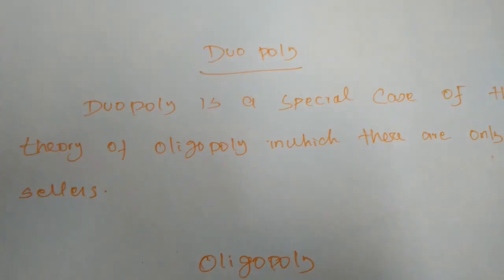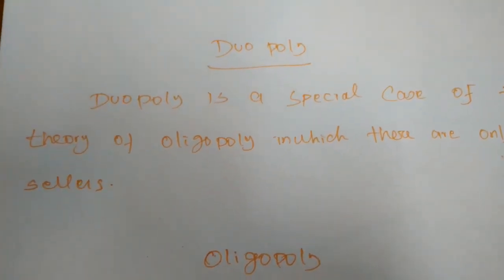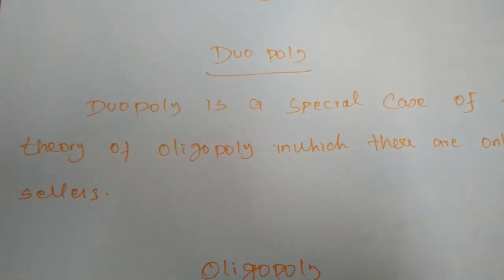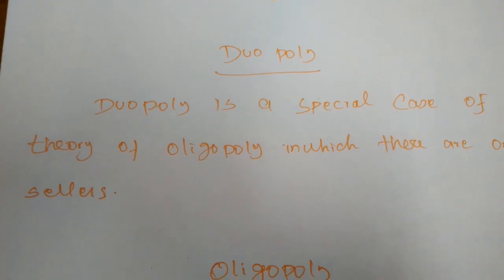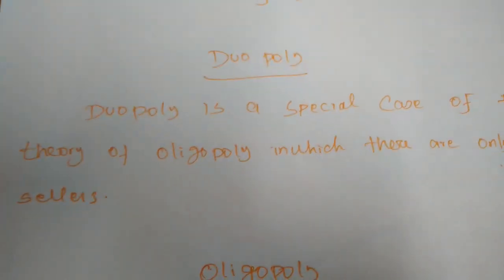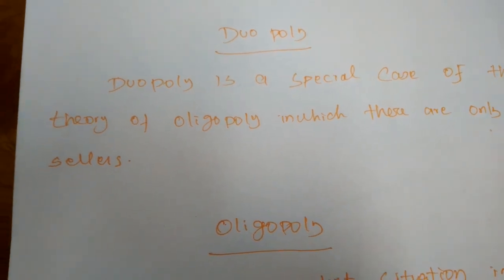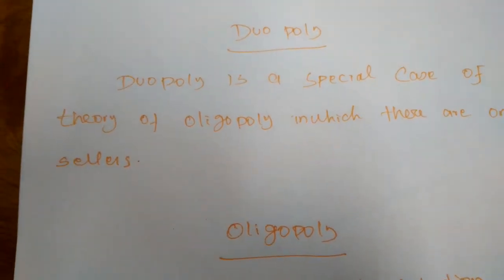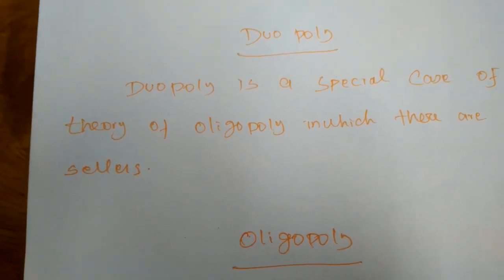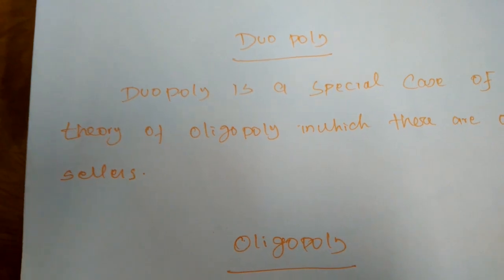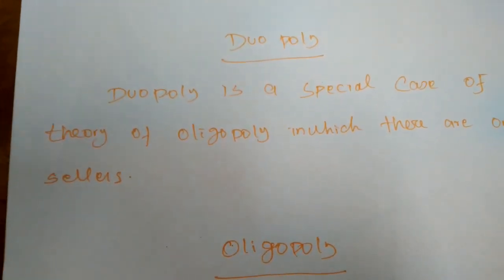We can understand it from the meaning itself. Duo means 2 and poly means sellers, so only 2 sellers will be there. Both sellers are completely independent and no agreement exists between them. Even though they are independent, a change in the price and output of one will affect the other.